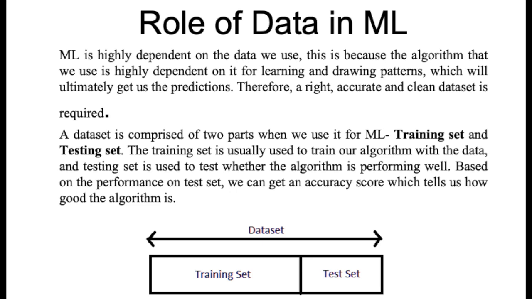Dataset is basically divided into two parts. First one is called the training dataset and the second one is called the testing dataset. And the ratio between training dataset and testing dataset should be 60-40 or 70-30. That means 70% training dataset and 30% testing dataset.